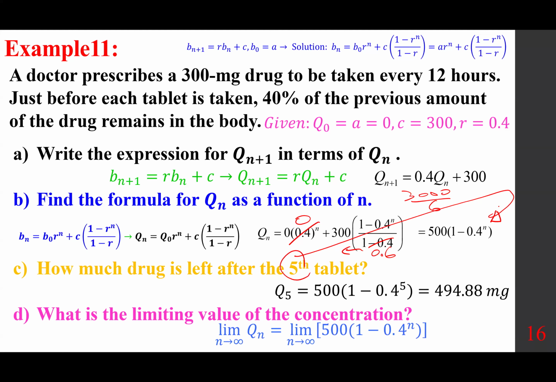What about the limiting value? You take a limit, and since this number is between -1 and 1, as n goes to infinity, this goes to 0. The answer is 500 milligrams. So what does it mean? According to this, and according to this time step, it will never go beyond 500 milligrams, and they have calculated that would be safe for the patient.